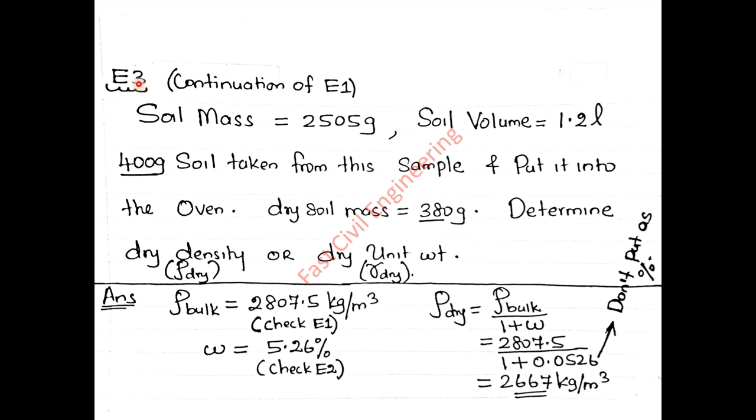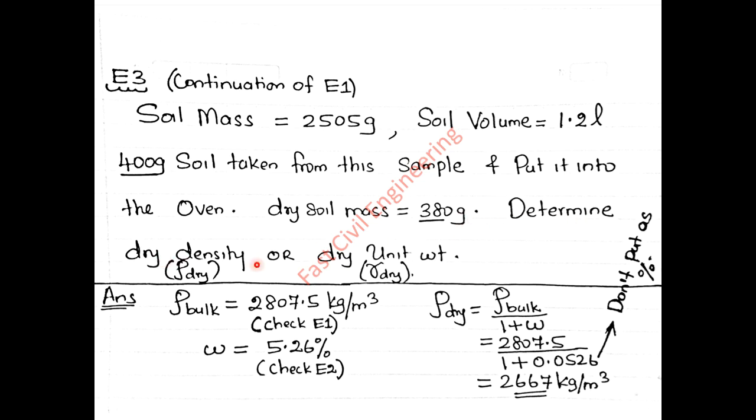Example 3. Actually, this one is a continuation of example 1. The soil mass is 2,505 gram. Soil volume 1.2 liter. 400 gram soil taken from this sample is put into the oven. Dry mass 380 gram. This is example 2. Actually, this question is a combination of example 1 and example 2.